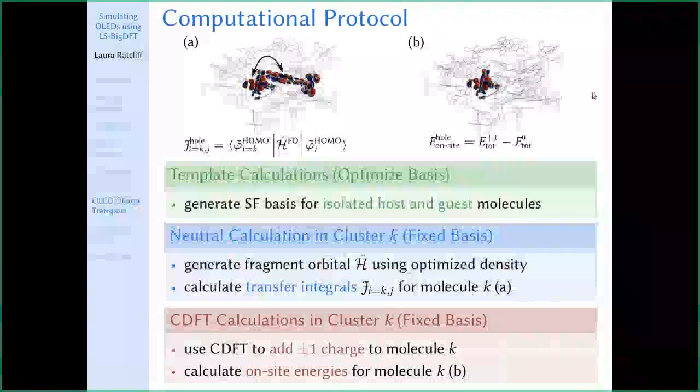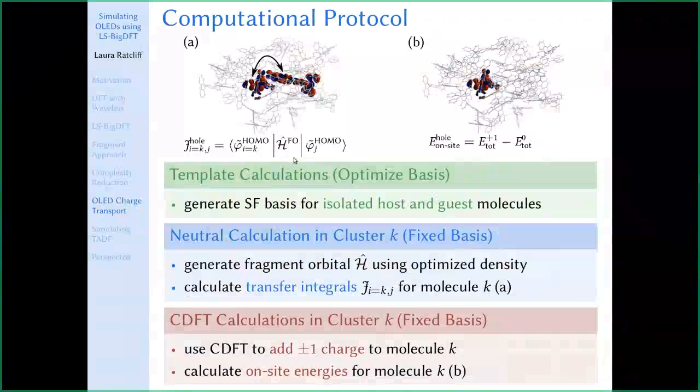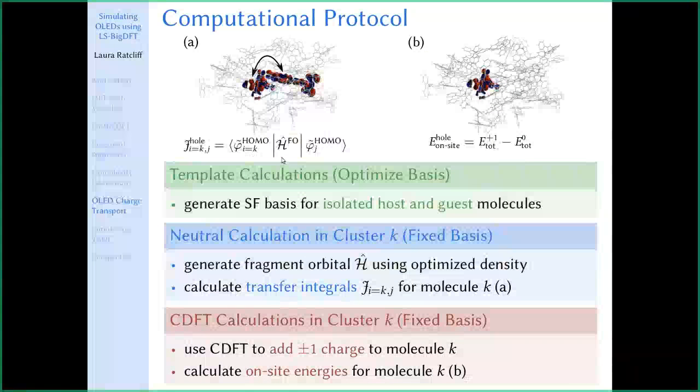So using this fragment approach, we calculate both transfer integrals and on-site energy. The transfer integrals are calculated using a fragment orbital-like approach. We start by generating a support function basis for isolated host and guest molecules, and then in a neutral cluster, we calculate both these transfer integrals and the on-site energies, where we're using constrained DFT to confine a charge to the molecule of interest, and then calculate the on-site energy as a difference between the two.